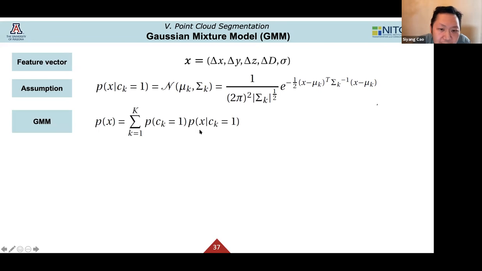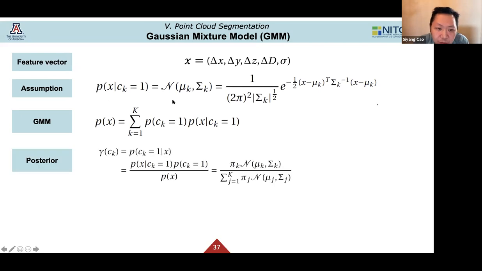And for the Gaussian mixture model, as long as we have the prior probability, which is c_k, and the assumptions, we should be able to find the Gaussian mixture model. And then we can use the posterior probability to determine, when a point comes in, whether it's class number one or class number two, and so forth.